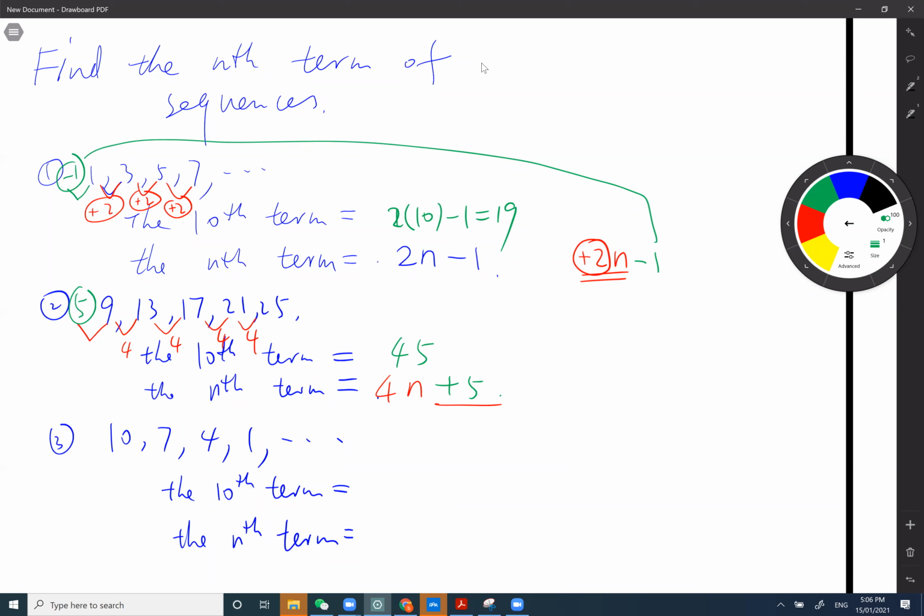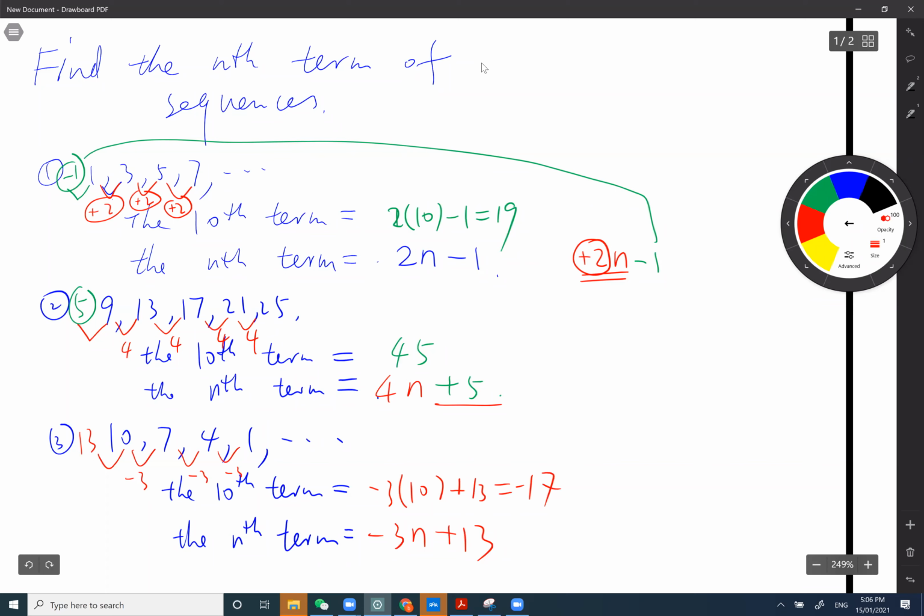Actually, how about the third one? What's the difference? 3. Oh, yeah, -3. So -3n. Yes, 13. And if you need the 10th term, -17. That's how we find the formula.